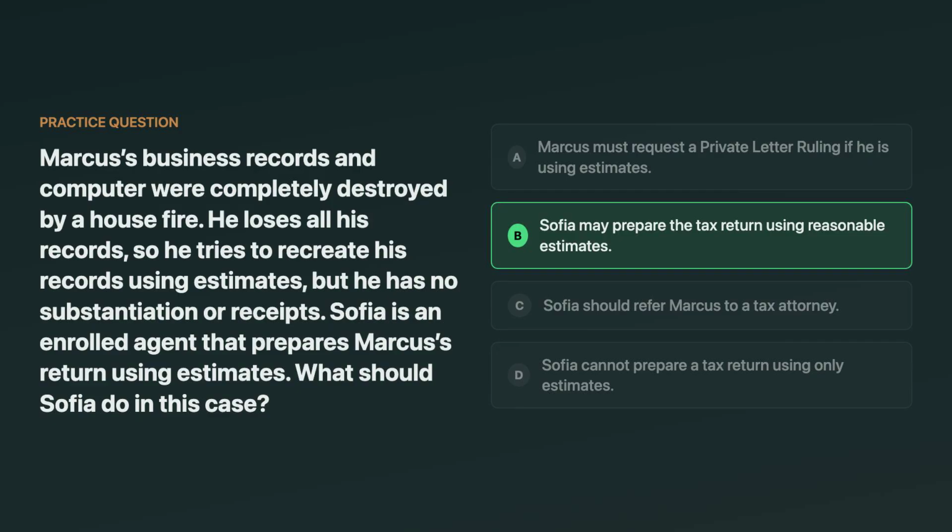The best answer is, Sophia may prepare the tax return using reasonable estimates. When records are destroyed by a casualty like a fire, you can reconstruct and use reasonable amounts. The tempting wrong choice is, she cannot prepare using only estimates, but Circular 230 is about being reasonable and making appropriate inquiries, not demanding perfect records when they're impossible.